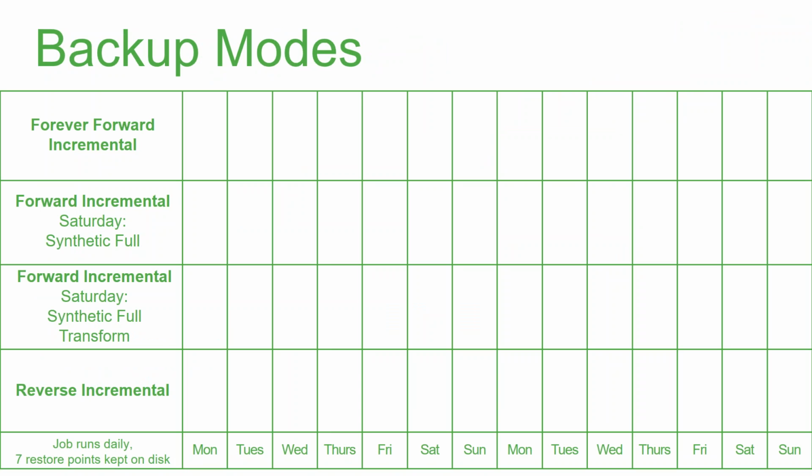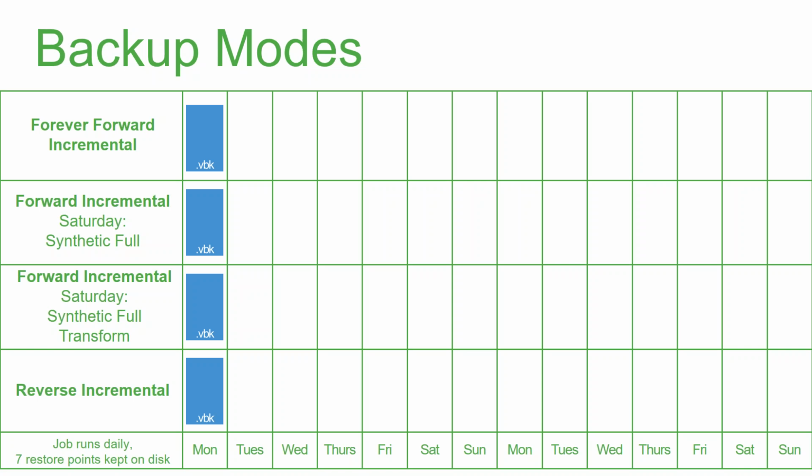Okay, now that we just saw is a forward incremental with a synthetic full. It's actually the second of the modes that are sitting on this slide right here. Now, what we're going to do is we're going to talk about the other modes that are available because that's just one of the four. Well, it's one of the three. The third one in the middle is a little bit of a special case.